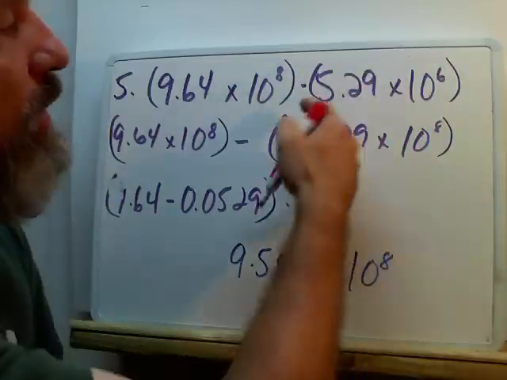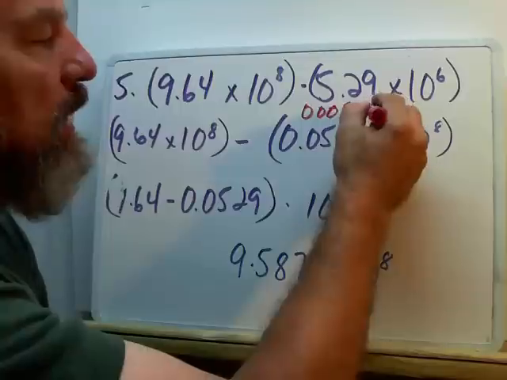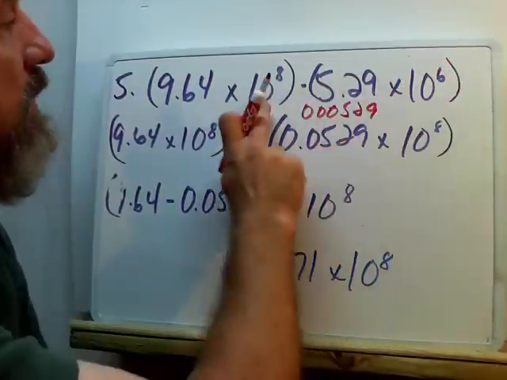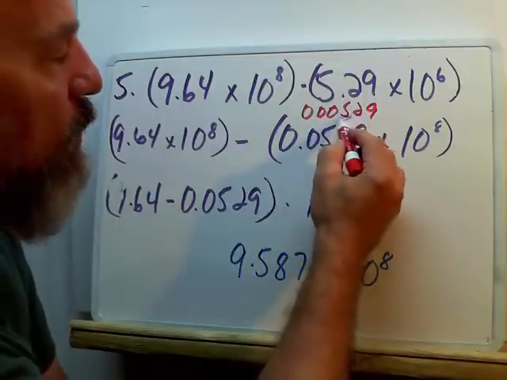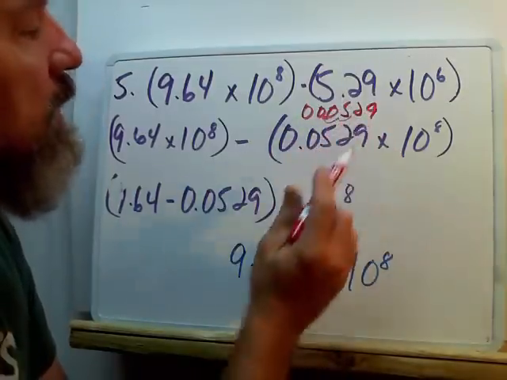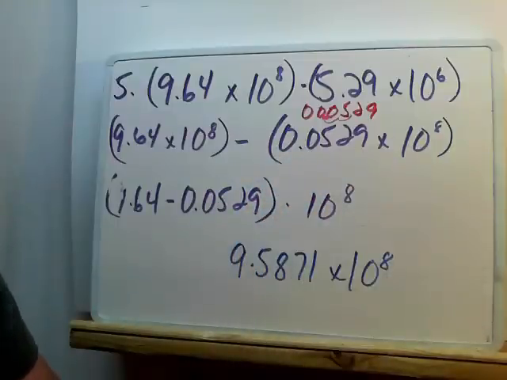The way to do this real easily is I would just write a few zeros, 5, 2, 9, and then say, okay, I'm going from 10 to the 8th to 10 to the 6th. I have to move it 2 places. It was there. I'm going to move it 1, 2. It's going to be right here. So it's 0.0529 times 10 to the 8th.